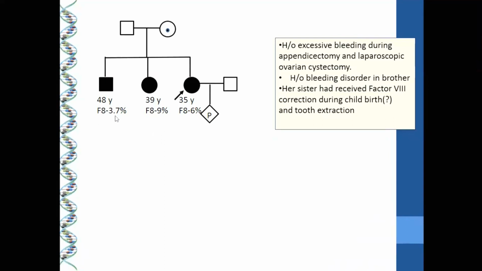The brother has a level of around 3.7%, and both the sisters have factor VIII levels of 8%. That comes under mild hemophilia. So what are the possibilities in this case?